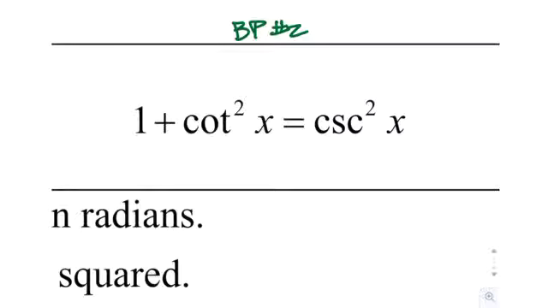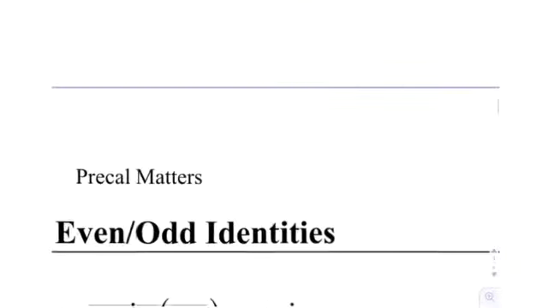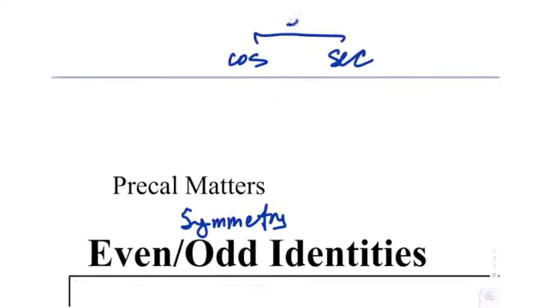Got it? Okay, good. Let's look at another set. Hey, guess what? You already know these. These are the even-odd identities. Every one of the trig functions has some type of symmetry. Remember? Yes, 4 of them were odd, 2 of them were even. Which 2 were even? Cosine and secant. It's reciprocal. Okay? Cosine and secant are the only 2 evens.